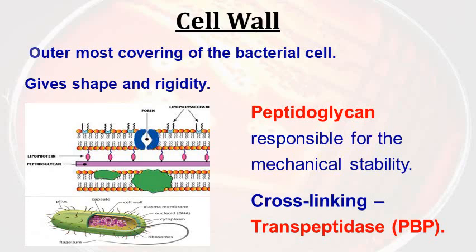Linear chains of peptidoglycan are held together by cross-linking by the transpeptidase enzyme. This transpeptidase is also known as PBP, that is penicillin binding protein. So peptidoglycan and transpeptidase both together are responsible for the mechanical stability or strength of the cell wall, which is very essential for the survival of bacteria.